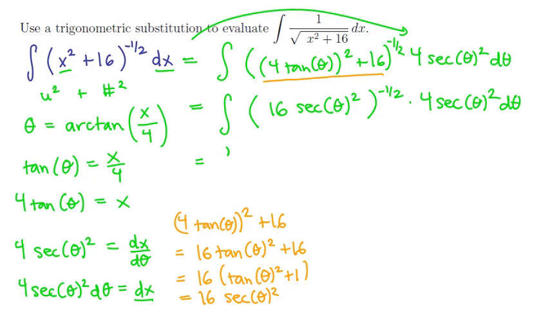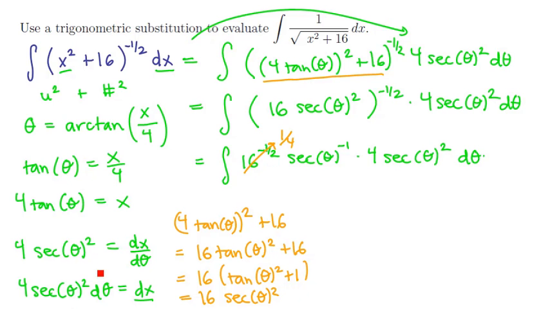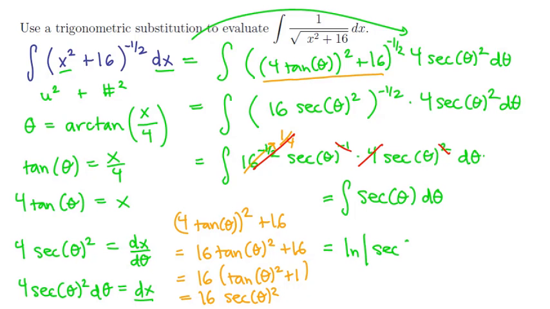So let's clean this up now. Since this is a product raised to a power, we can take 16 to the negative 1/2 power times secant of theta squared to the minus 1/2, which is just a minus first power, times 4 secant of theta quantity squared. Now that it's a product, we can clean up here. Notice that this is nothing more than 1/4. So the 1/4 and the 4 cancel, and that leaves us just with the 1. And also secant to the minus 1 times secant squared is just secant. So this becomes the integral of just secant of theta alone. That's one hell of a substitution. When we integrate this, we get the natural logarithm of the secant of theta plus the tangent of theta.